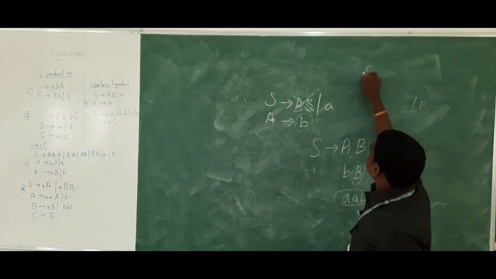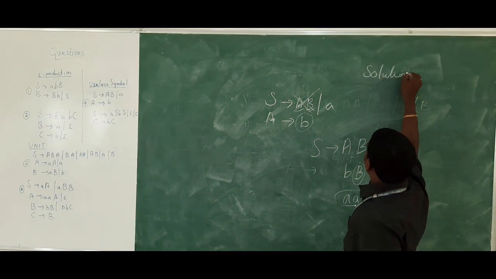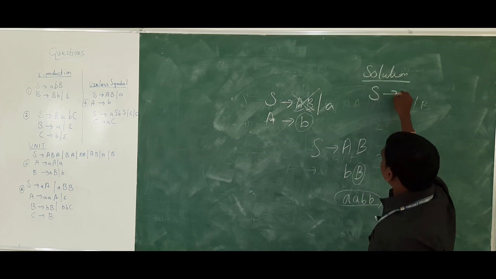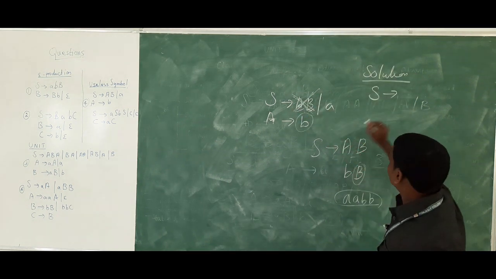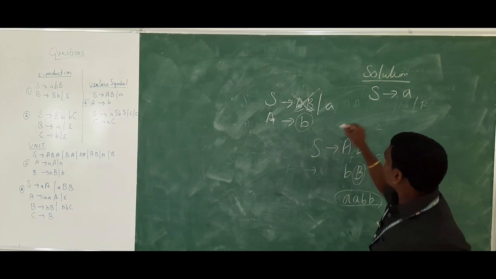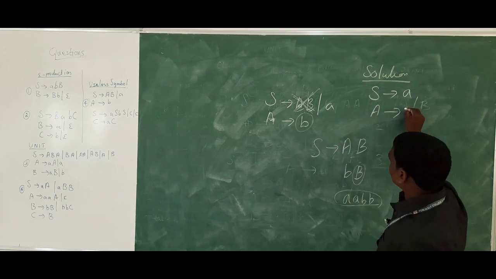So the solution is S tends to, this is useless, right? This is useless. S tends to A, and here I don't have any useful production for B. So this is the answer.